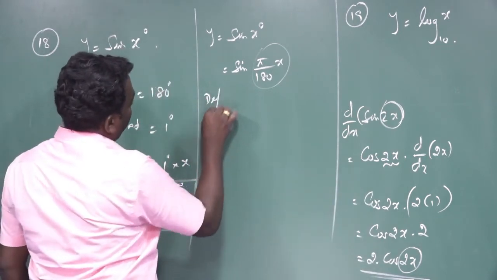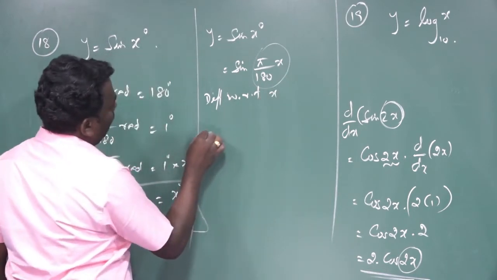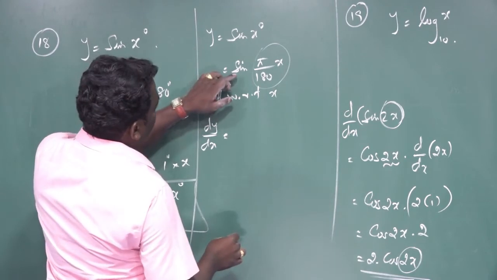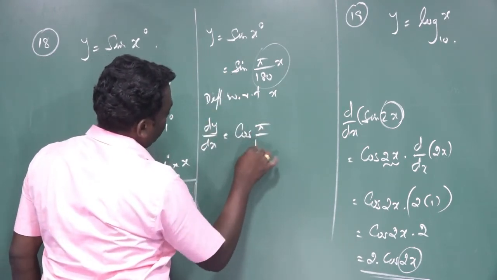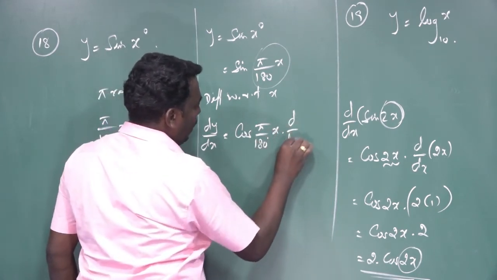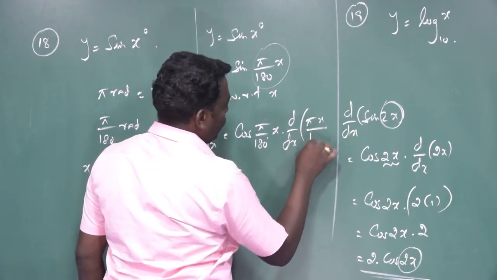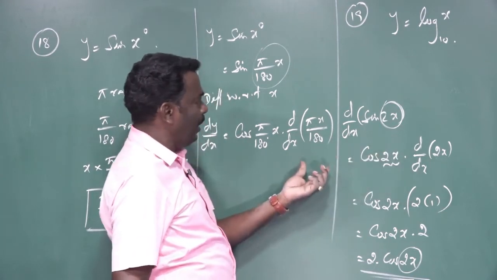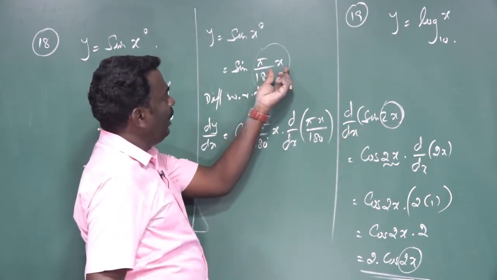Therefore, differentiation with respect to x, dy by dx is equal to, sin becomes plus cos. Therefore cos of pi by 180 x into d by dx of, within the bracket, pi x by 180. Same as the method in the previous one, here it is 2x, as it is pi by 180 into x.